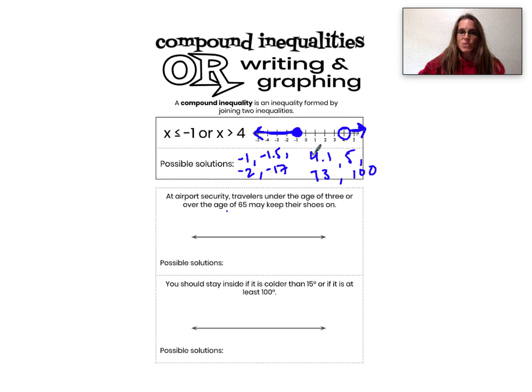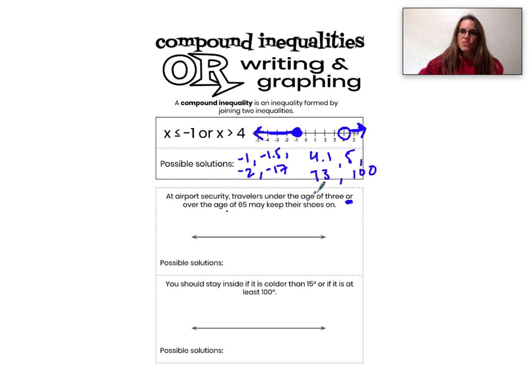When you're given a situation, sometimes it can be described with an or compound inequality. I think I just made these situations up, so I don't think they're actually true. At airport security, travelers under the age of 3 or over the age of 65 may keep their shoes on. I don't think this is true.